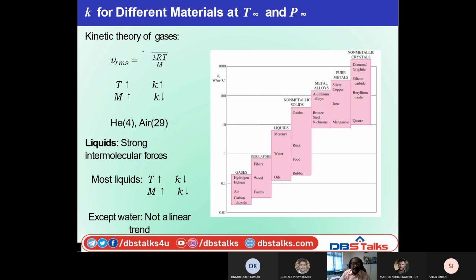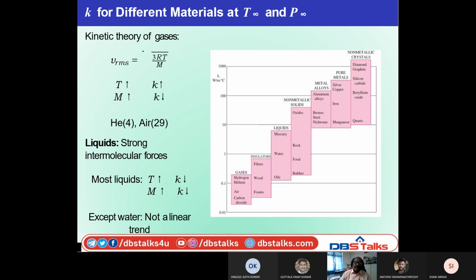Next there will be fiber and wood, which have very low k values. Next, water and some other materials not visible also have very low k values. And these alloys have a high k value. High k value means it transfers more amount of heat. Silver has a still higher k value, so it transfers more heat. Then there are gold and graphite.